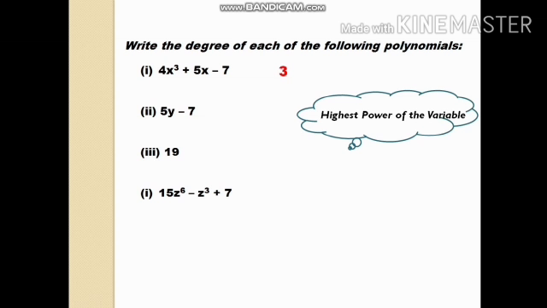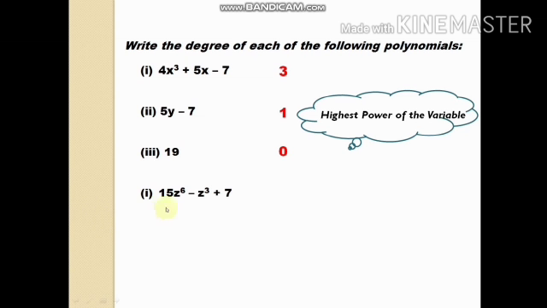In this second polynomial, 5y minus 3, you can easily see here the exponent of this y is 1. It means its degree is 1. In this third part, your polynomial is in a constant form, 19. Here there is no variable. It means you can write here any variable with exponent 0. So here the degree of this polynomial will be 0.